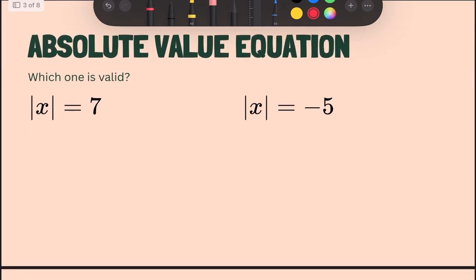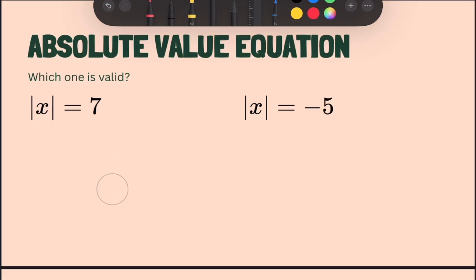So let's take a look at these two problems, and we need to think about which one is valid. Remember that x just represents a potential number. So we need to think about what potential number the absolute value would give us 7. Well, we know that the absolute value of 7 is equal to 7, and we also know that the absolute value of -7 is also equal to 7.